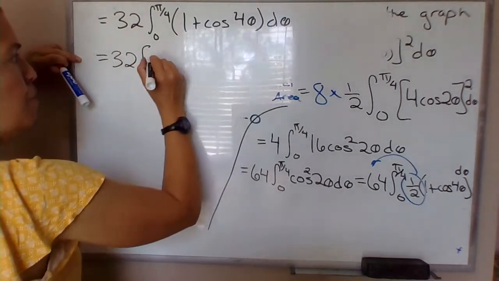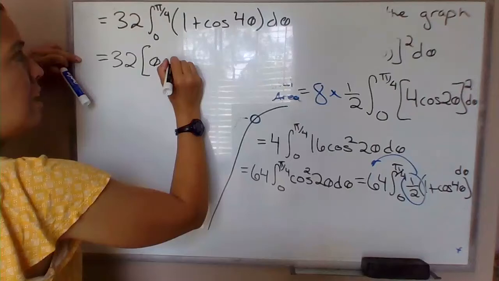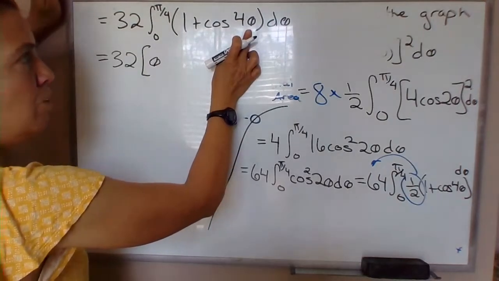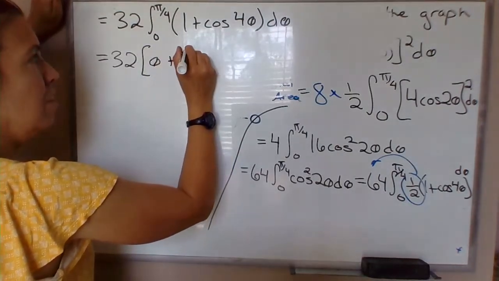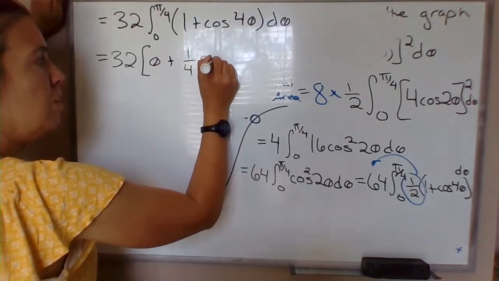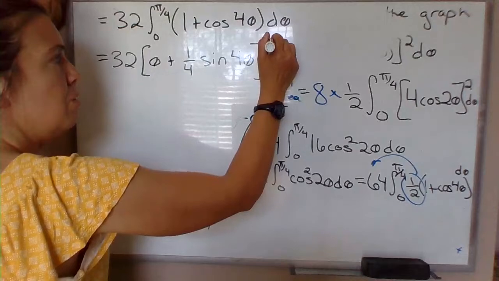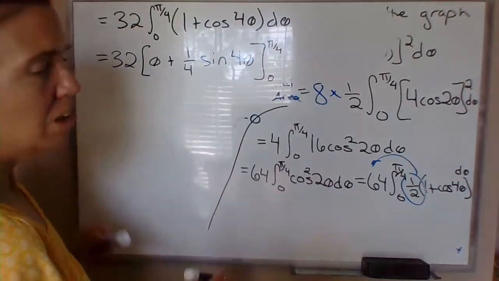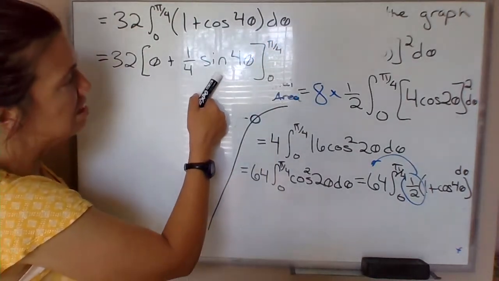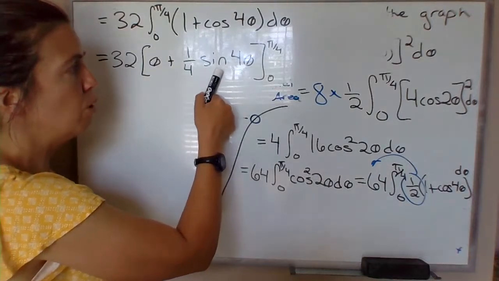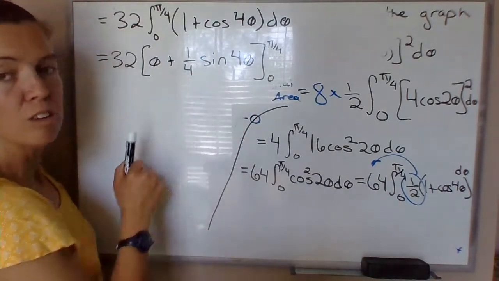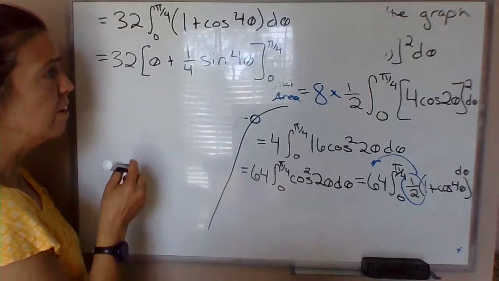Antiderivative of 1 with respect to theta is theta. Antiderivative of cosine of 4 theta is 1 over 4 sine of 4 theta. And this is evaluated from 0 to pi over 4. Remember, you can check this antiderivative by taking the derivative. This would be cosine of 4 theta times 4 would cancel this. So we get the cosine of 4 theta here.